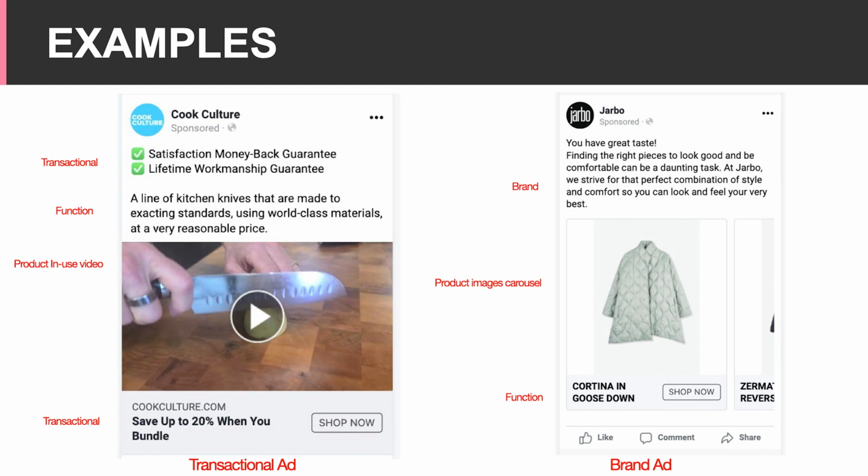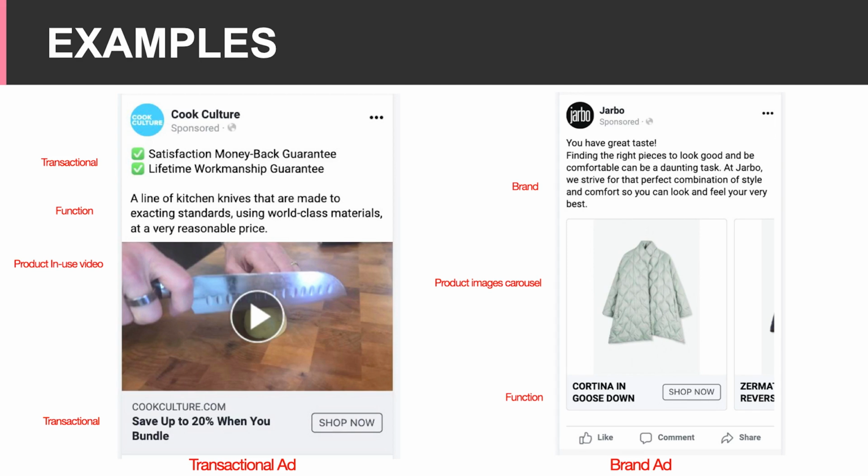And next in this ad in the body copy, they have a functional piece to it. So it says a line of kitchen knives that are made to exacting standards using world-class materials at a very reasonable price. So they talked a lot about a function there. They did include some messaging about transaction by including very reasonable price.